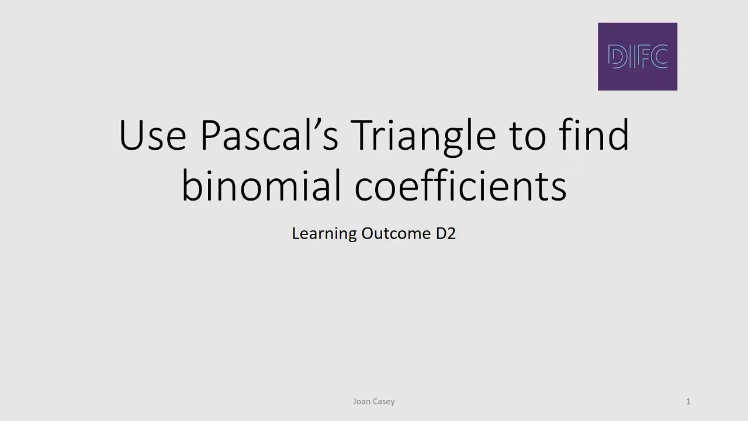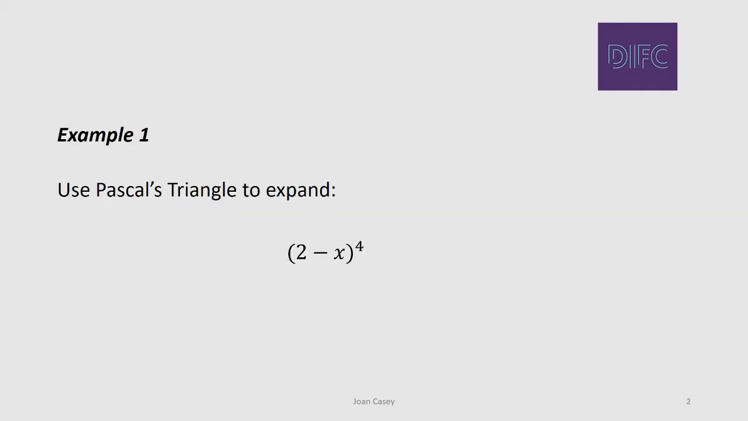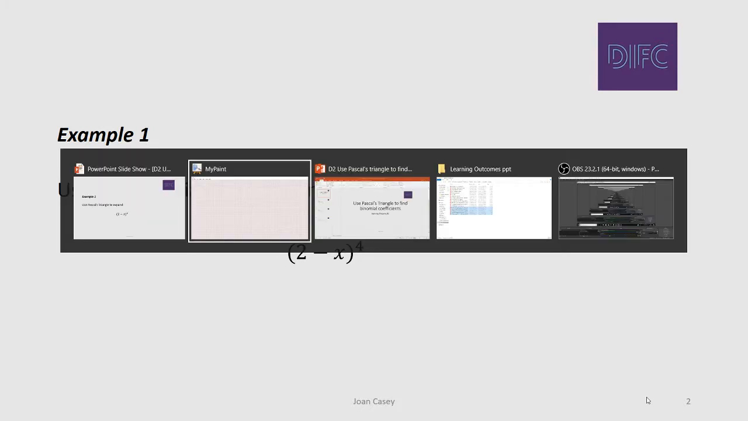Hi, in this video we're going to look at using Pascal's triangle to find binomial coefficients. So the first example we're going to look at is: use Pascal's triangle to expand (2 minus x) to the power of 4. And I'll just write the problem. 2 minus x raised to the power of 4. So we need to use Pascal's triangle, the fourth row.